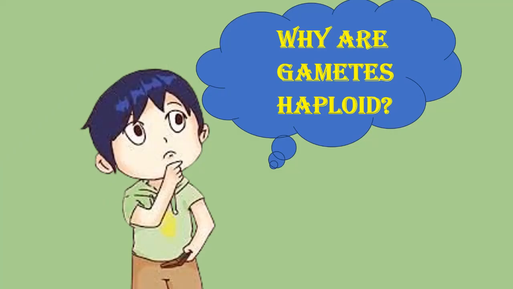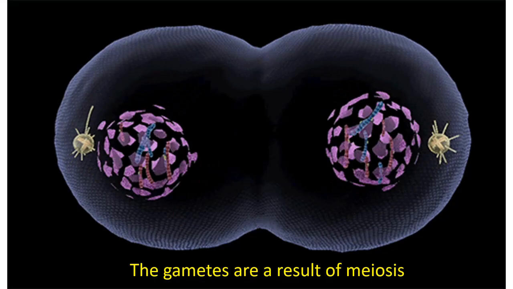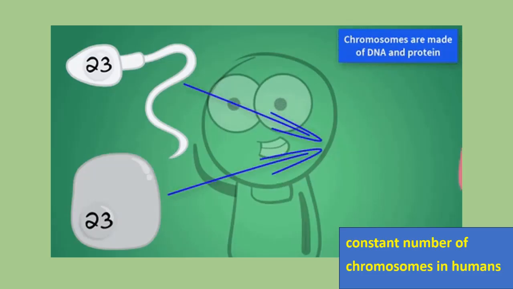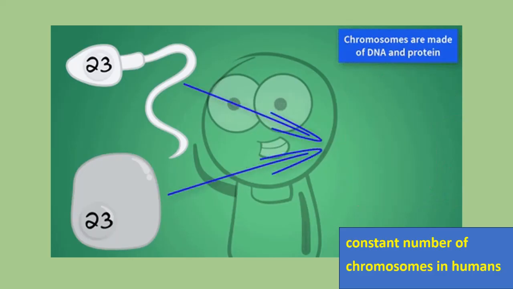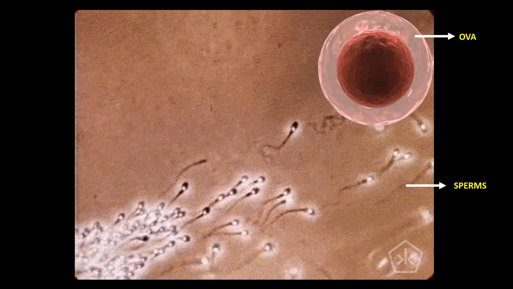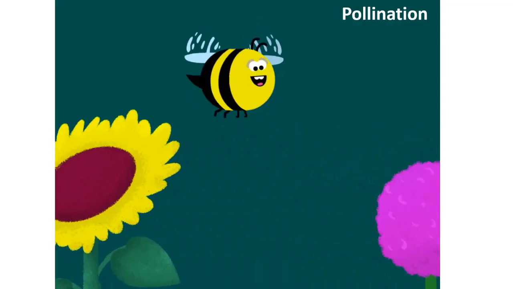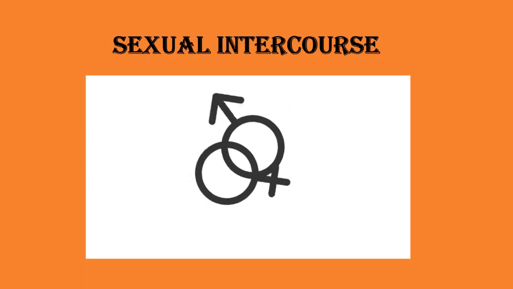Now the question is, why are gametes haploid? The gametes are a result of meiosis, hence they have a haploid number of chromosomes to maintain a constant number of chromosomes in a species. Gamete transfer. Since the female gamete is immobile, male gametes must be transferred for fertilization to occur. In plants, this is done through pollination, while in unisexual animals, it happens through sexual intercourse.